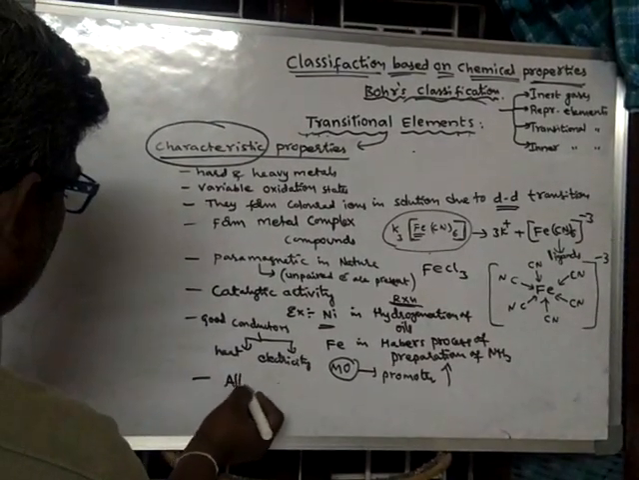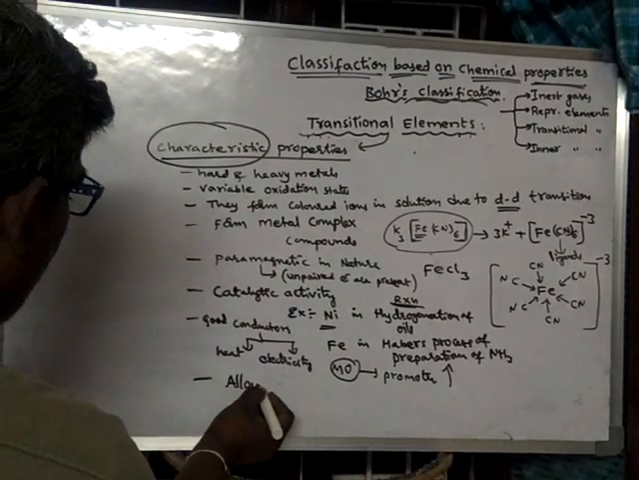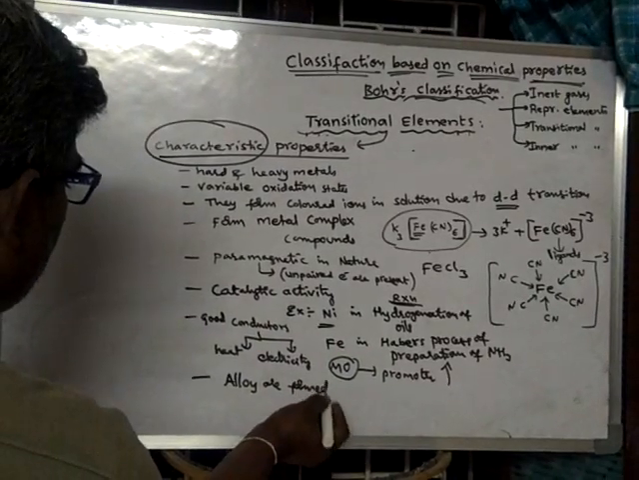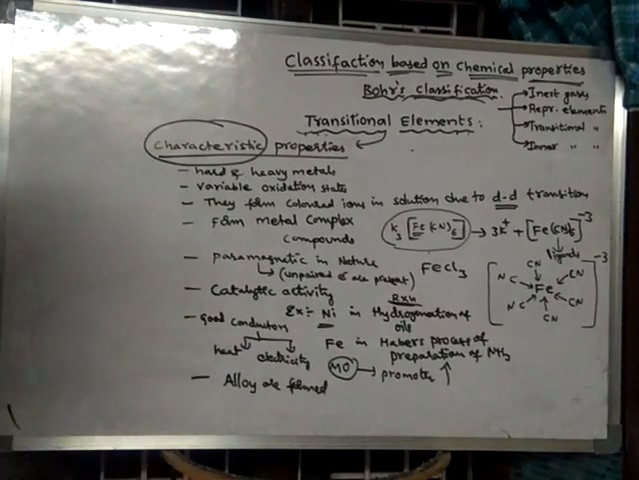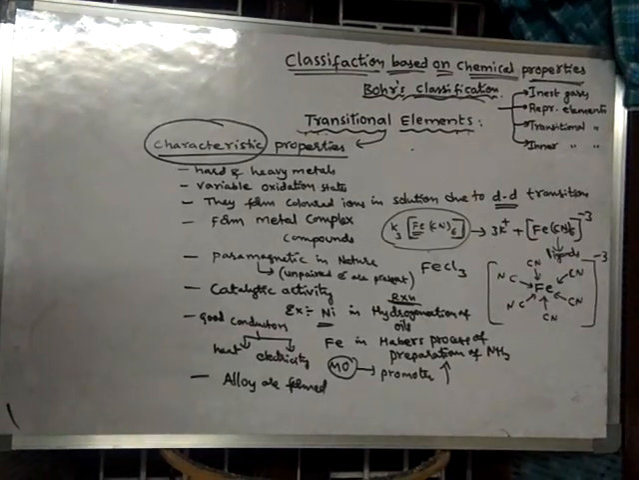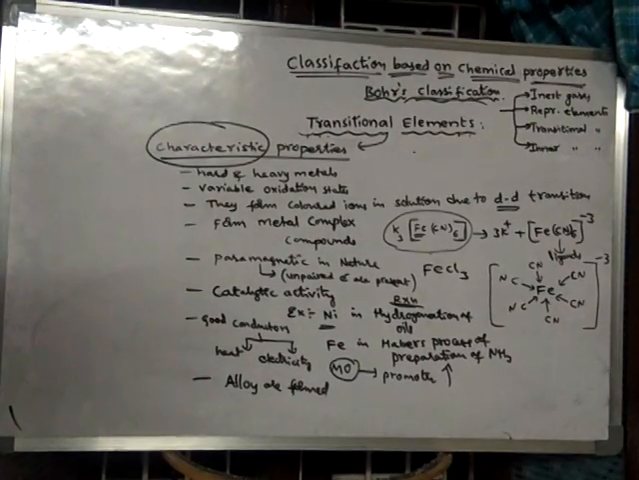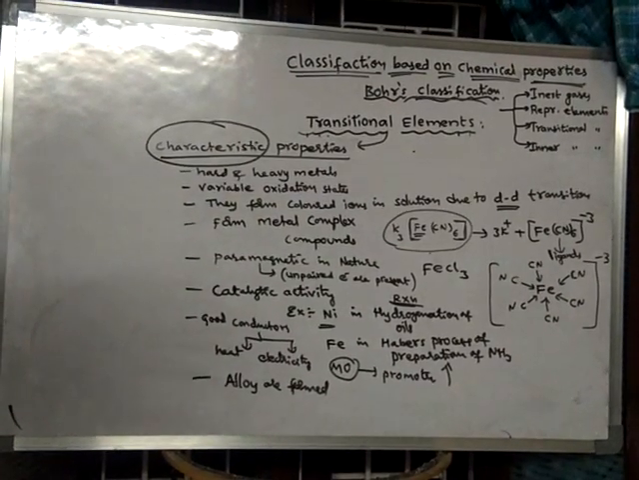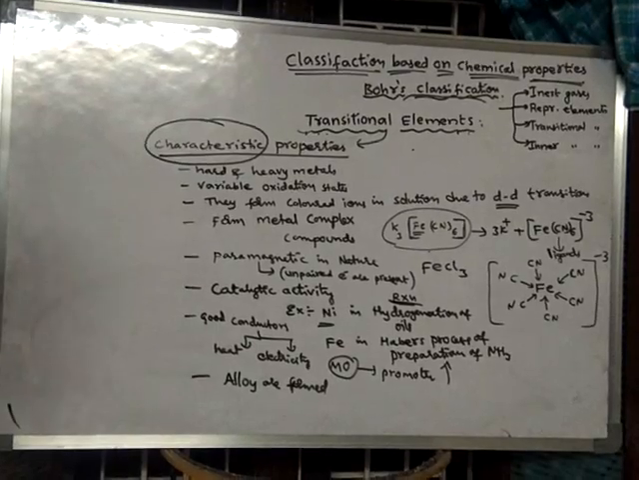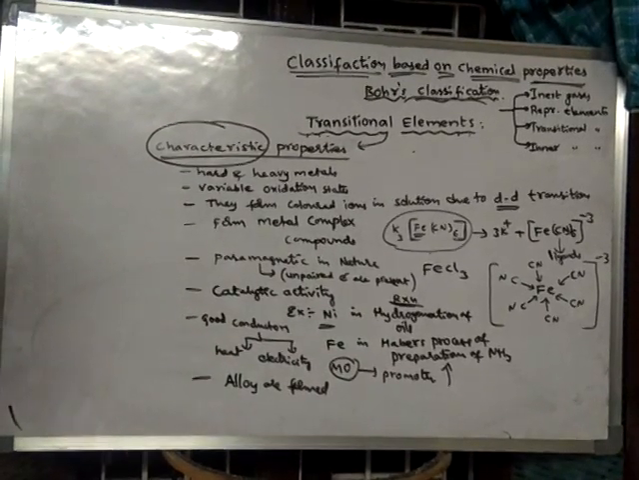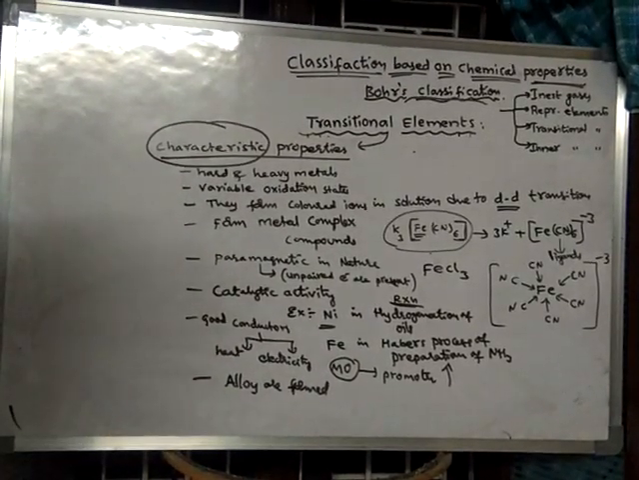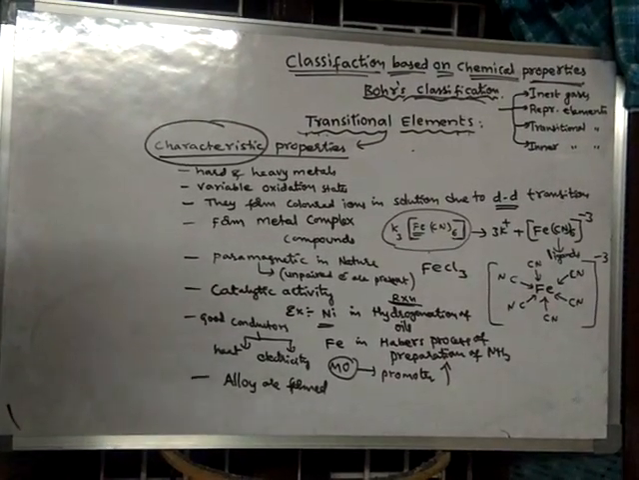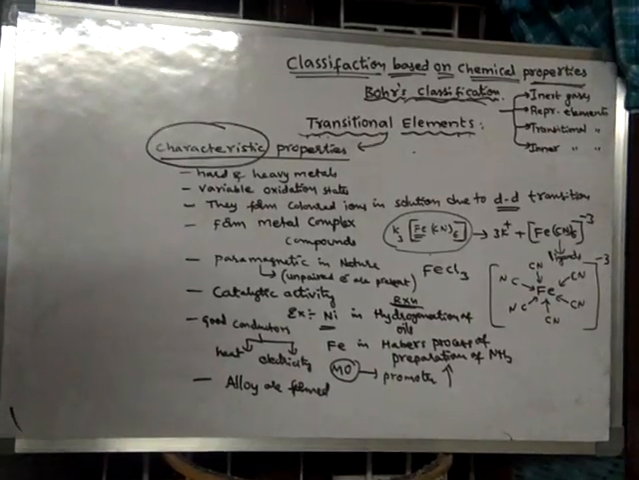Already we have learnt about alloys. Alloys are formed from these transition elements, so transition elements are used for the preparation of alloys. What is an alloy? An alloy is a homogeneous mixture of two or more metals. Sometimes non-metals are also mixed with the metals. Alloys have improved properties, better than the metals.